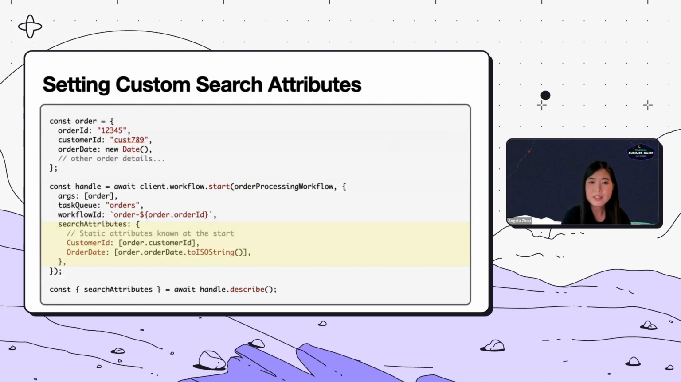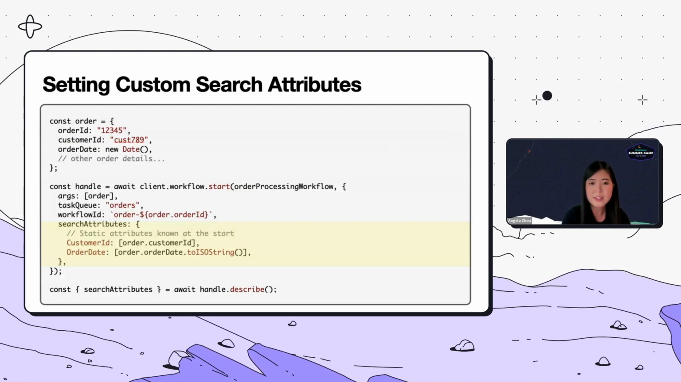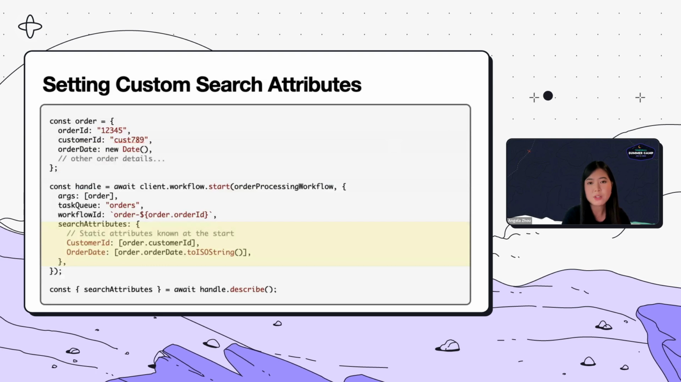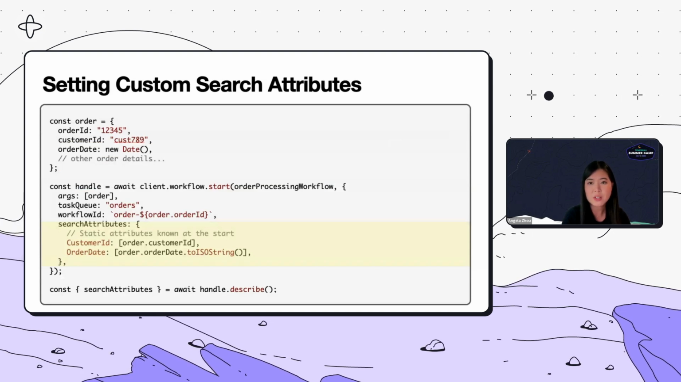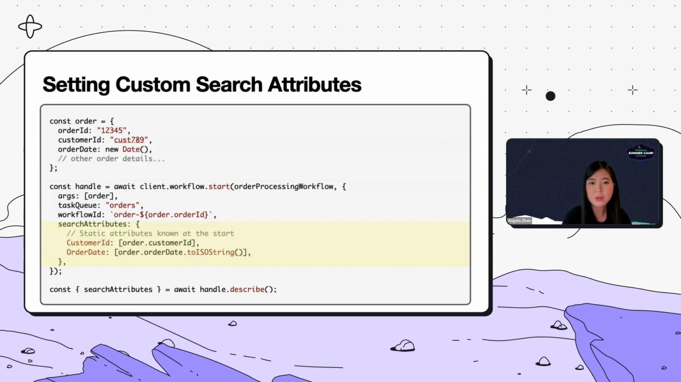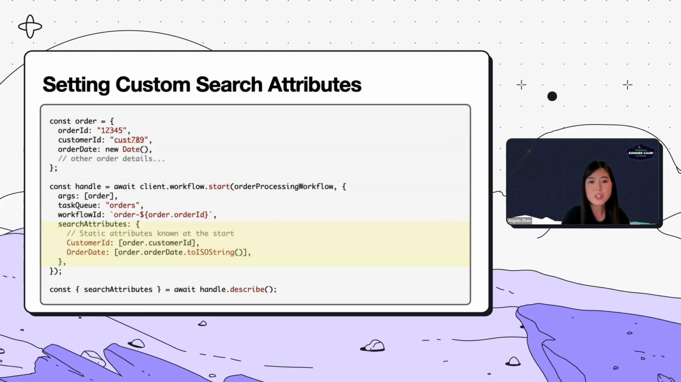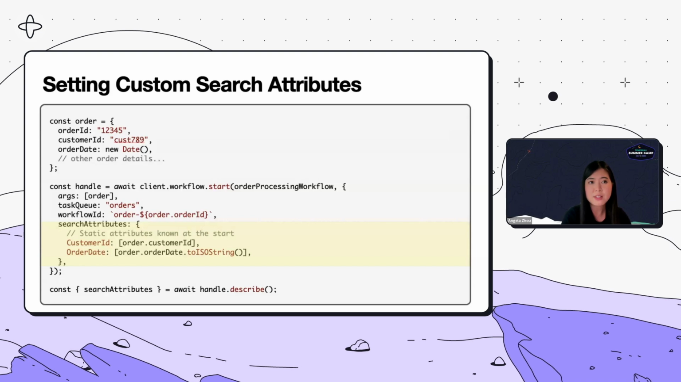And even though Temporal has default search attributes like the workflow type or execution status, sometimes you want to set your own custom search attributes like the order date or customer ID. This course will show you how to set your own custom search attributes using multiple different ways. And our course includes a demo that walks you through this process step by step.